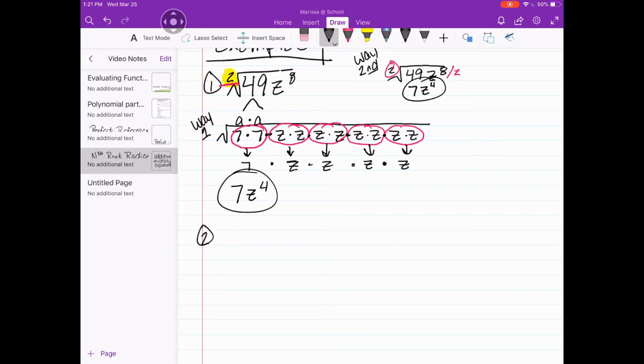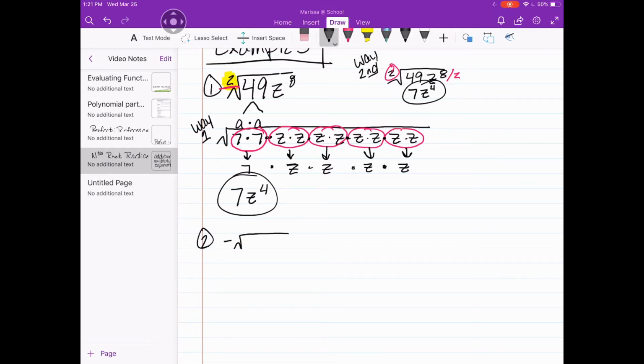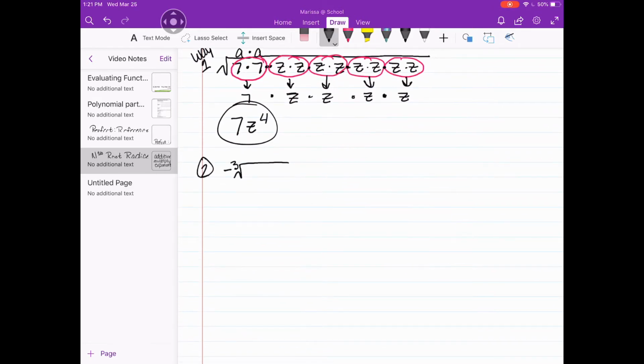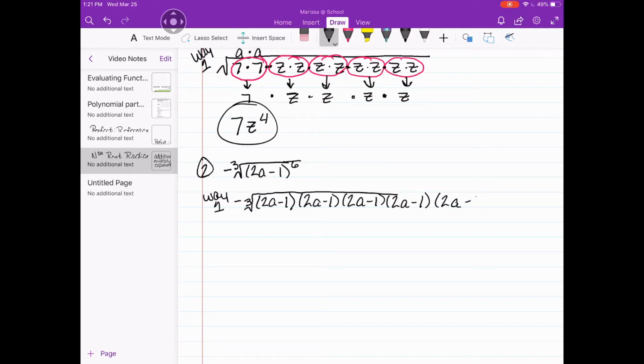This time I'm going to have a negative 3rd root of 2a minus 1 to the 6th power. So if I was to use way 1, I would write out 2a minus 1 6 times. So 2a minus 1, 2a minus 1, 2a minus 1, that's 3, 4, 5, and 6.